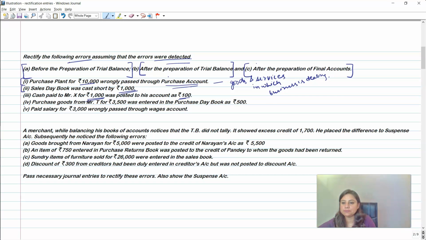Then purchase of goods from Mr. T for rupees 3,500 was entered in the purchase day book. Again, this is a posting error: goods worth rupees 3,500 were purchased. However, in the purchase day book, it was only mentioned as 500. And paid salary for rupees 3,000 wrongly passed through wages account. So here it is a simple error. However, how we will treat it in the books of accounts, we will be figuring out while solving this particular illustration. So let us just start solving it.